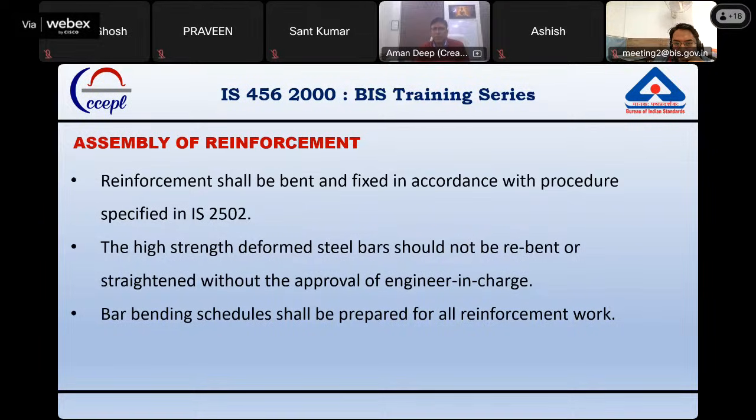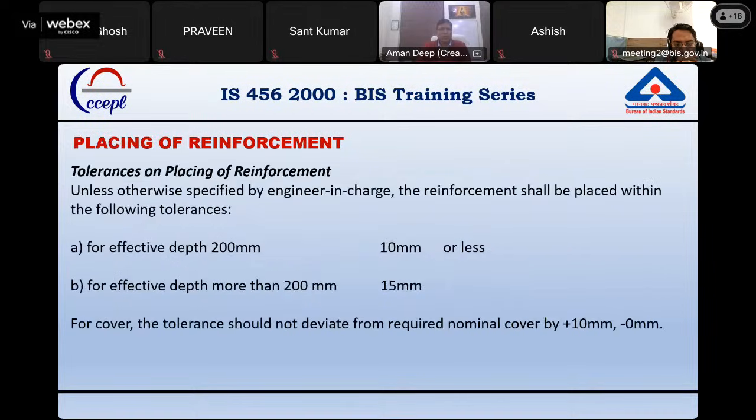Actually, this requirement for high strength deformed bars came when we were using Fe 415, and generally in the market we were using Tor steels. So Tor steel was considered to be a bit brittle, and we were restricting unnecessary bending of the steel when placing it for RCC purposes. So a bar bending schedule should be prepared for all reinforcement to maintain good quality work.